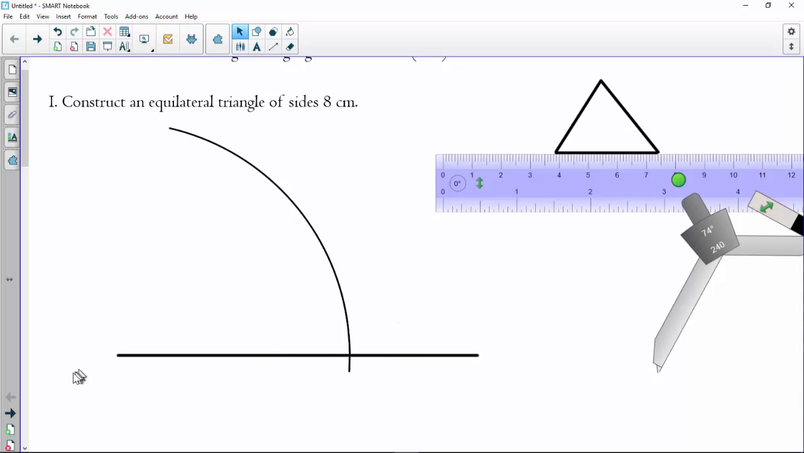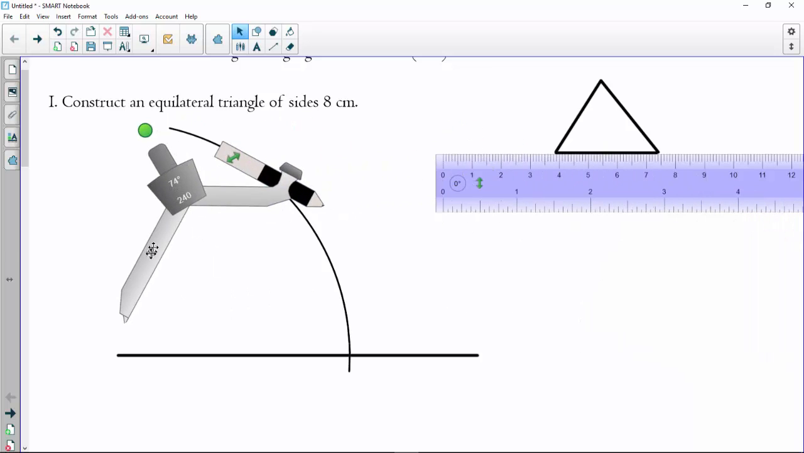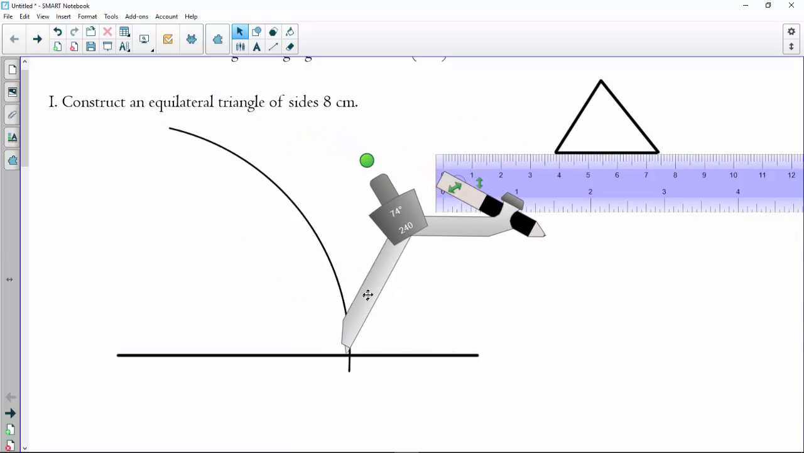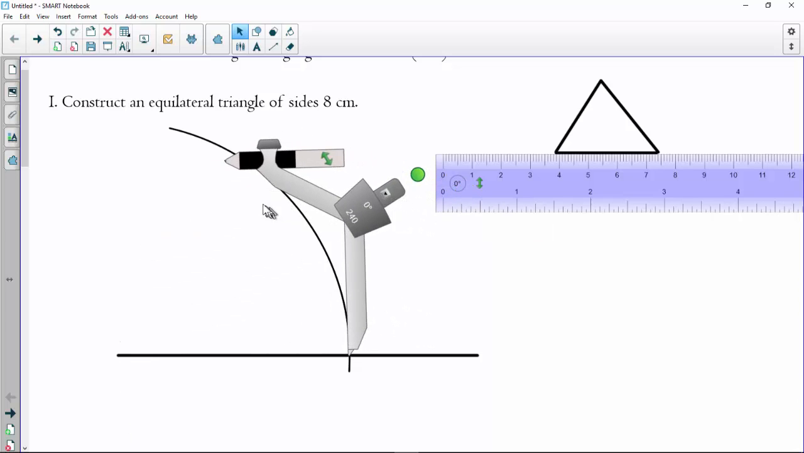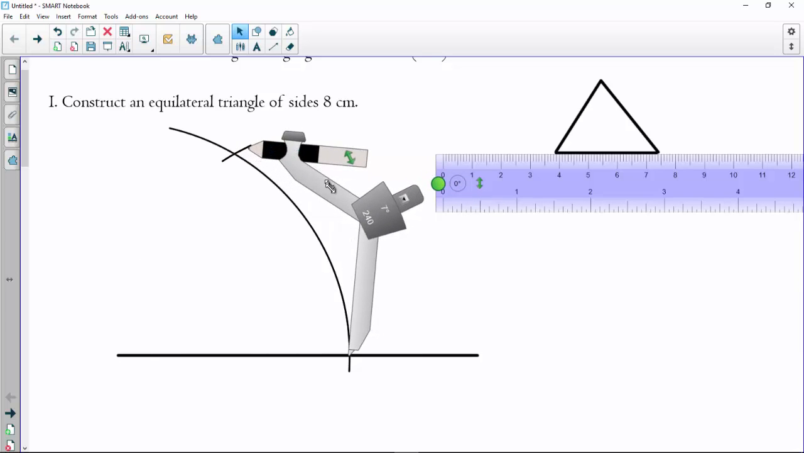Wonderful. So now the base of the triangle is already 8, and now the second line or the second side will fall anywhere along this arc. So the distance from this line here, the start of the line, to anywhere along the arc will be 8 centimeters. Now position the point of the compass at the end of the baseline, which will be here, and I simply draw a small intersecting arc. Wonderful.